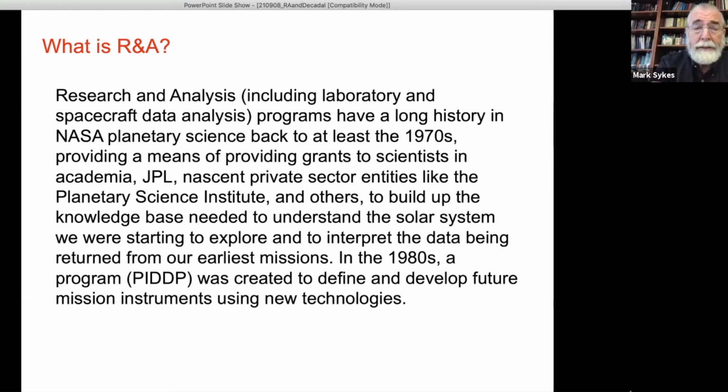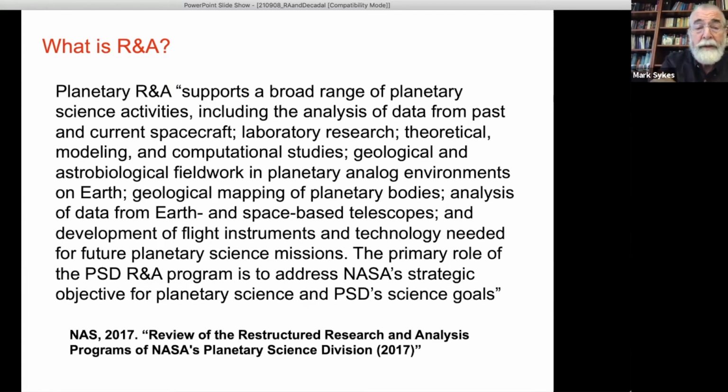And now I include in here some of the instrument stuff. And these were grants, and in the 1980s we started to get interested in designing mission instruments, and so we had PIDDP, the Planetary Instrument Definition and Development Program. So RNA has a very long history in the agency, and in 2017, I thought there was a nice summary of the range of stuff that these programs do.